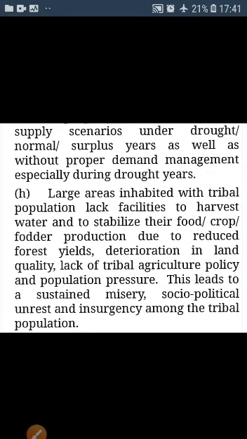the last problem. Large areas inhabited with tribal population lack facilities to harvest water and to stabilize their food crop due to reduced forest yield, deterioration in land quality, which leads to sustained misery, socio-political unrest and insurgency among the tribal population. Now the last one is the tribal population problem. What they face is lack of tribal agriculture policies and deterioration in land quality, forest yield, reduced production, and fodder production is very less. So these are all related to the tribal population.